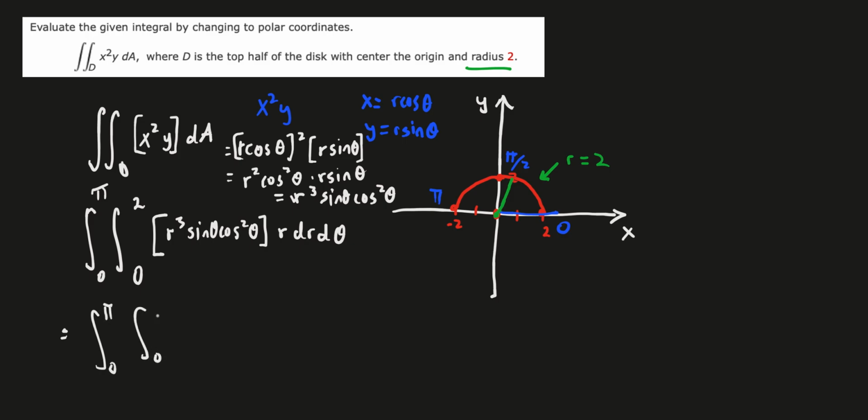What's inside our integrand here? So we have 0 to pi and then 0 to 2. And this becomes r to the 4th power, so 3 plus 1 is 4, sine theta cosine squared theta dr d theta.